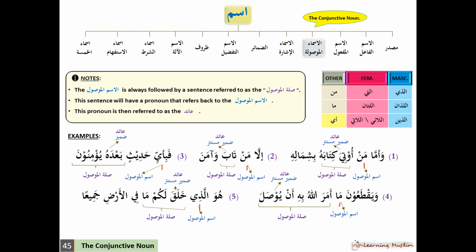So just to wrap up, the asmaul mawsula are those nouns over there, and whenever we have one of those nouns, there will always be a sentence after that noun. Once we have found that sentence, we will term it the silatul mawsul, and within that sentence we will find a pronoun that refers back to the ismul mawsul, the conjunctive noun.